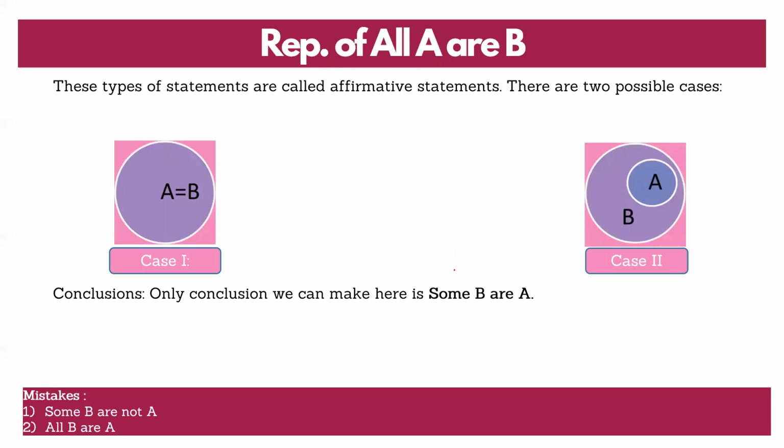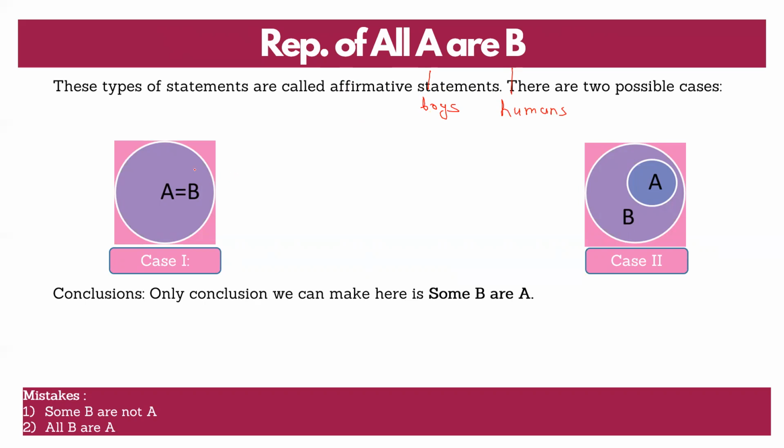The first type of statement is: all A are B. How to represent all A are B? These types of statements are called affirmative statements. There are two possible cases. Whenever we say that all A are B, you can take A and B as anything that you want. For example, you can say A as boys and B as humans, whatever you want. So how do we represent such a statement which says that all A are B?